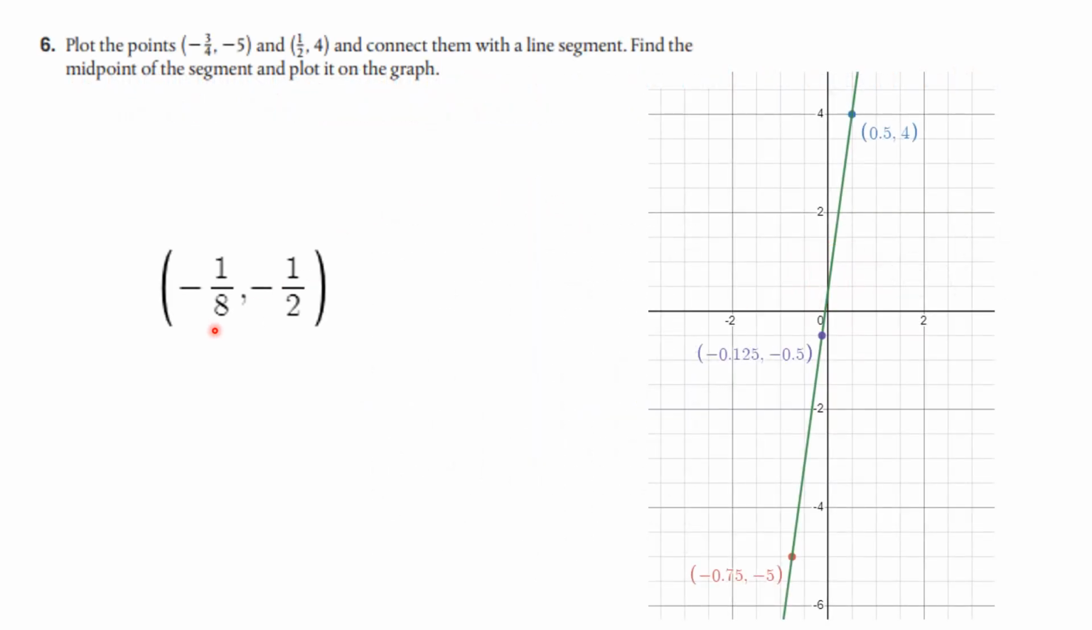So the midpoint that you should have found is going to be (-1/8, -1/2). And you can see that that is the midpoint between them, and here's where you would have plotted. This is (1/2, 4). And this point down here is (-3/4, -5). And there's the midpoint, (-1/8, -1/2), plotted there. It shows these as exact decimals in this case.